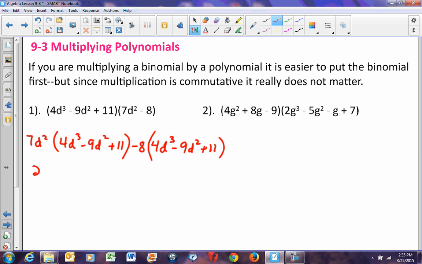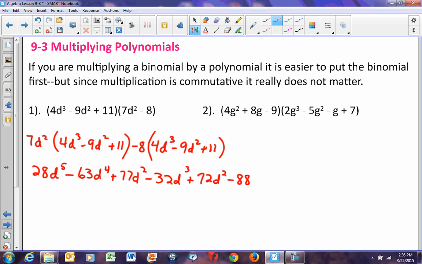7 times 4 is 28, d to the fifth, add your exponents. Minus 9 times 7 is 63, d to the fourth, plus 77b squared, minus 8 times 4 is 32, d to the third, plus 8 times 9 is 72, 72d squared, minus 88.